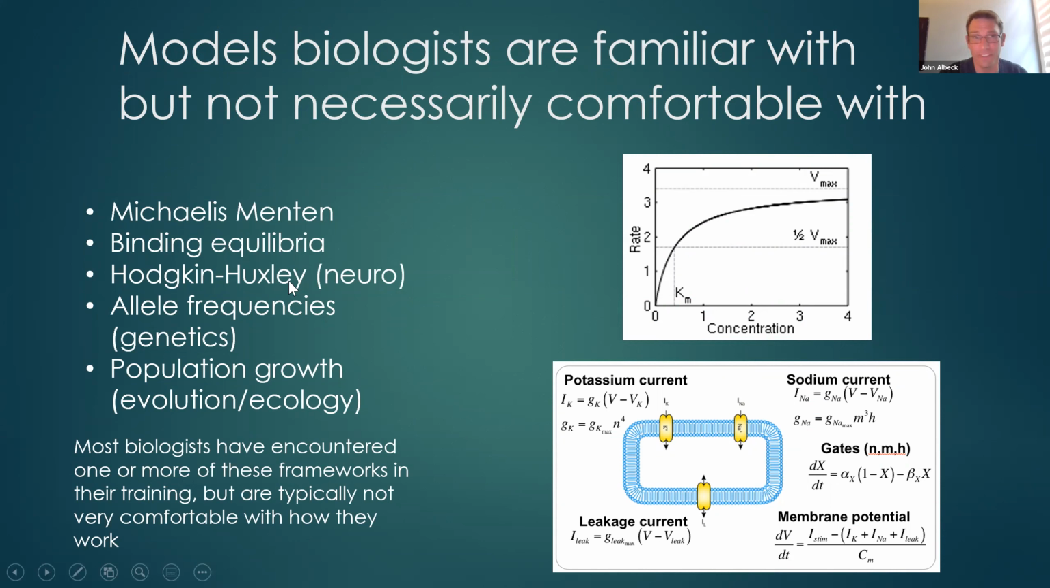If they're in neurobiology, they've seen something about the Hodgkin-Huxley model. If they've done any genetics, they've seen population equilibria for allele frequencies. If they've done any evolutionary ecology, they've seen a population growth model. I think these things just don't get used very often after your initial training, and so typically the fluency with them is lost. It's very easy for biologists to grow uncomfortable with what's happening in these, and to feel a little bit bad about it too, because they should have known this stuff. But you have to drag it back up.